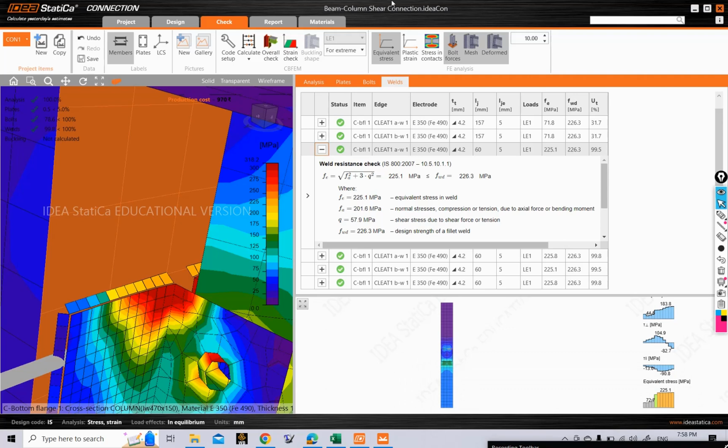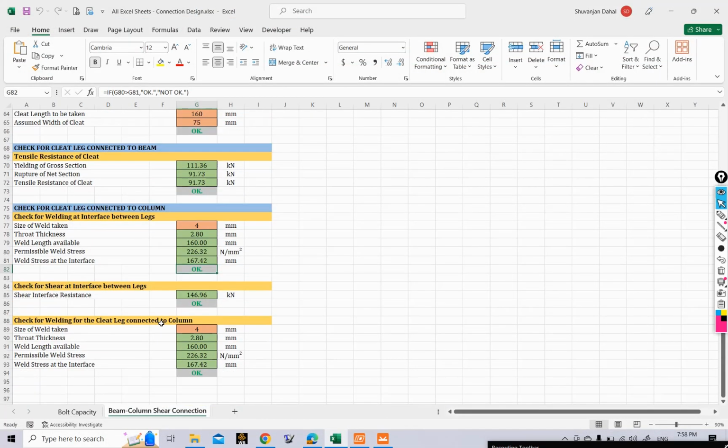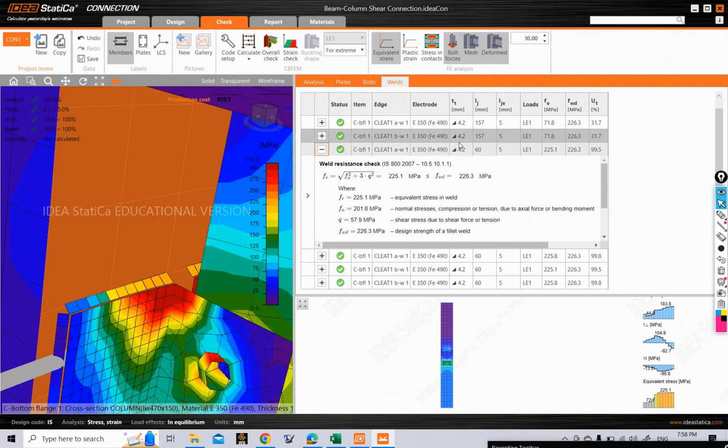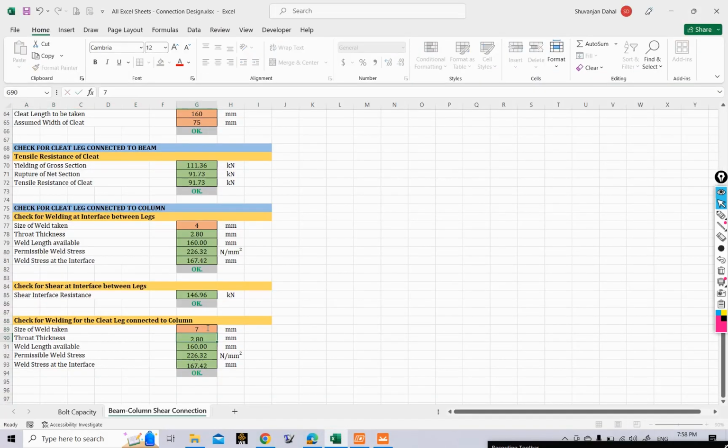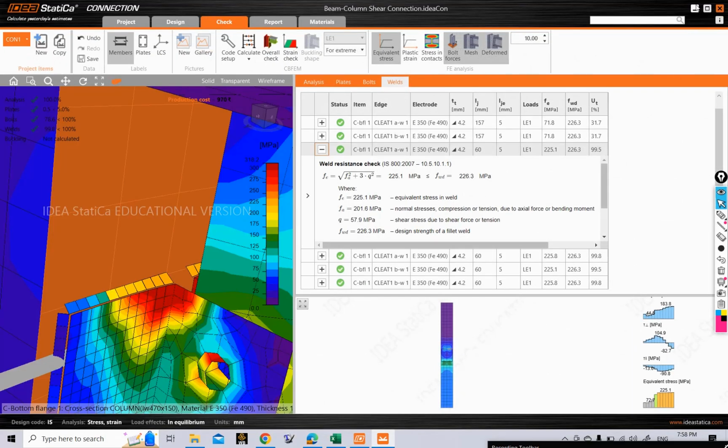If you look at the weld design results when we were adopting manual calculations, if you go to our Excel sheet, let me go to that part where we were checking for weld. If you look at this final heading here, check for welding for the cleat leg connected to column. There we adopted 4 mm thickness, or rather the size of our weld, not thickness, as 4 mm. So what is the size of weld that we have adopted here? Throat thickness 4.2 means we have adopted a weld of 7 mm. So let me change this 4 to 7 mm, and then you can see that the permissible weld stress is 226.32. Okay, we have already done that, 226.3.